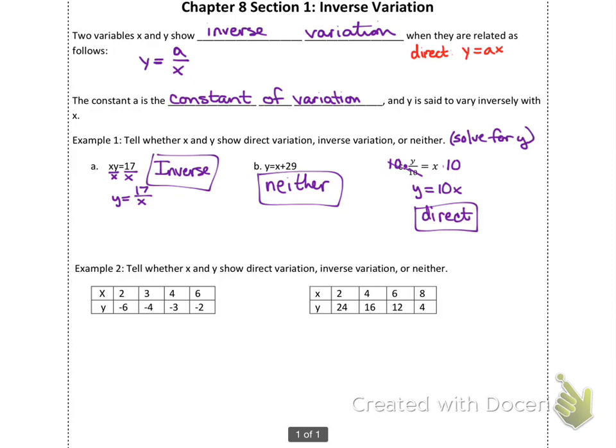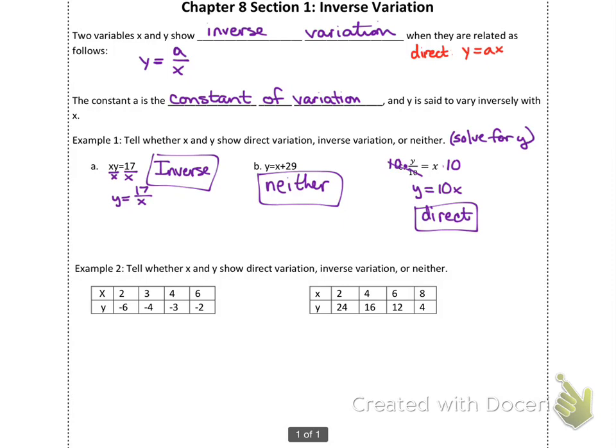Now, sometimes, if you're given a table, like in example 2, you have to be able to look at the numbers, manipulate them, and see whether it's inverse or direct variation. And from there you could come up with an equation and solve, and you can do a whole bunch of other things, but we have to be able to identify it first.